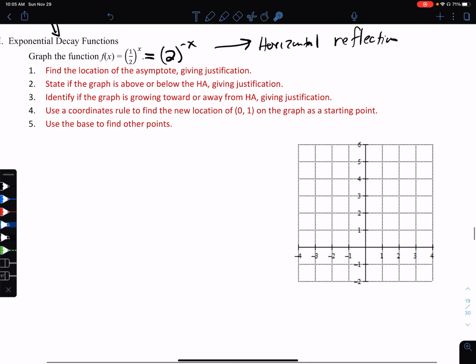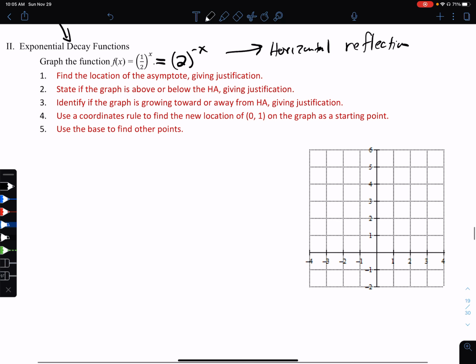But check out, if we follow these red steps, which I don't believe are on your notes, if this is 2020 for you, because I changed the notes just a few minutes ago. Step 1, find the location of the asymptote giving justification. This is the process that I think you should go through to graph this.